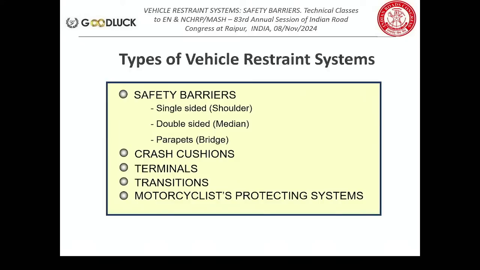One is the safety barrier, which could be a single-sided safety barrier, typically used on the shoulder, a double-sided safety barrier, typically used on a median, and a parapet, which is used on a bridge. Other kinds of vehicle restraint systems that can be used are crash cushions, terminals, which are the end treatment to the safety barriers, transitions between two different kinds of safety barriers, and motorcyclist protection devices.